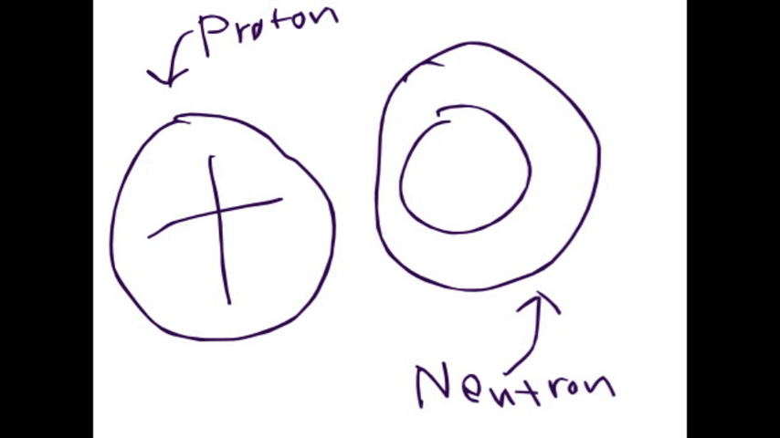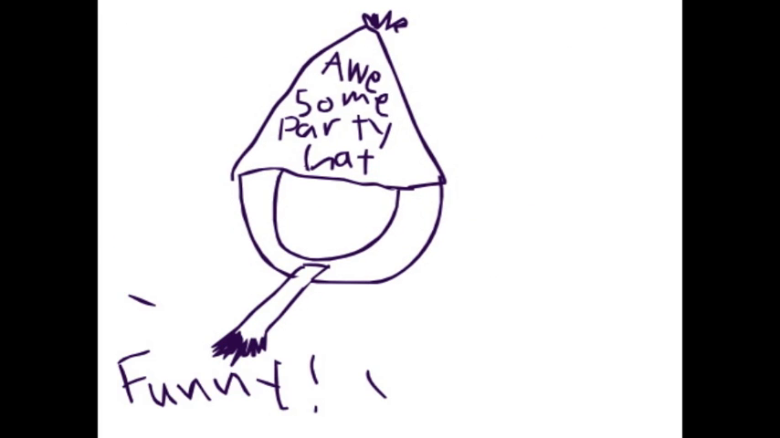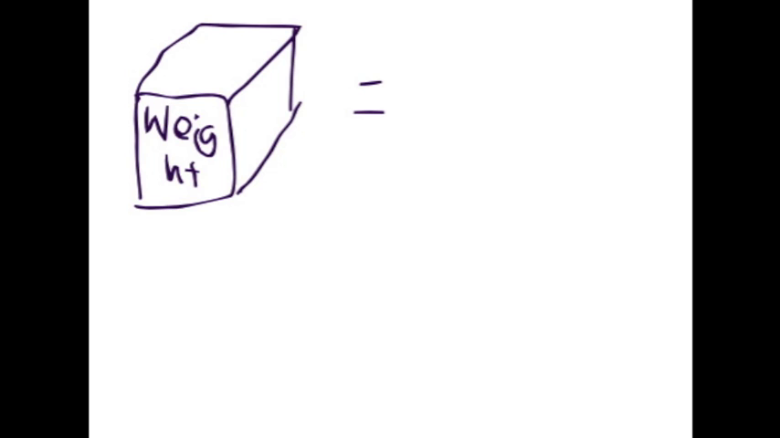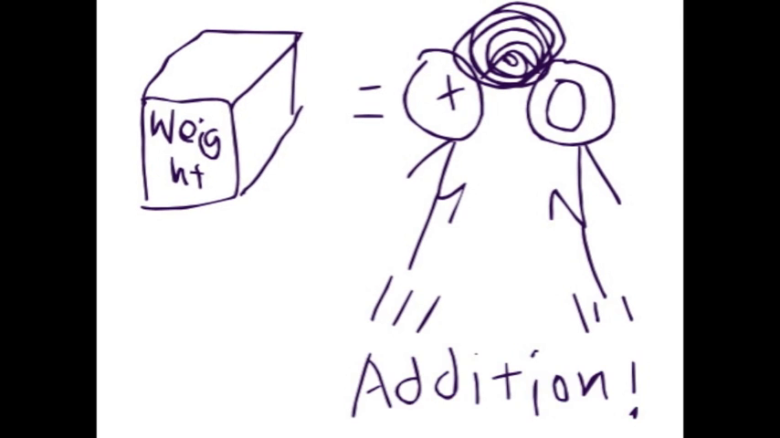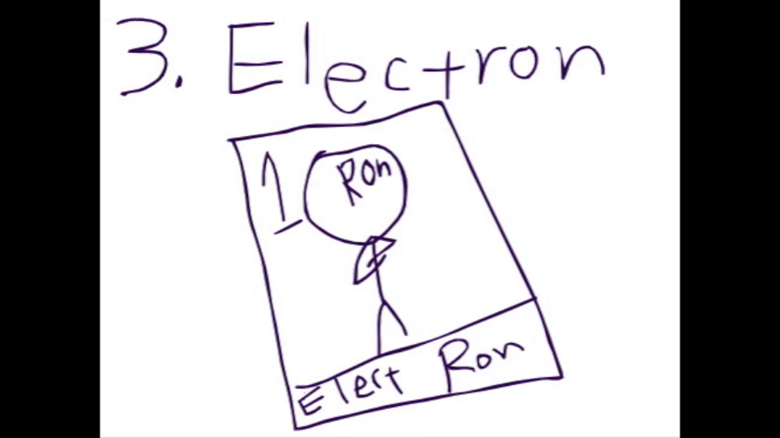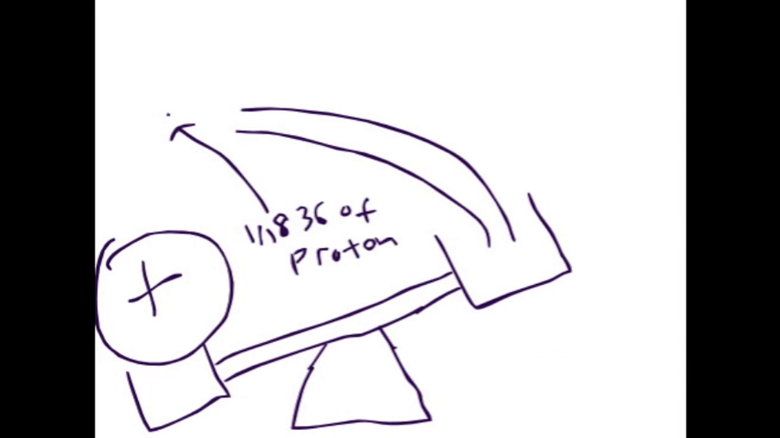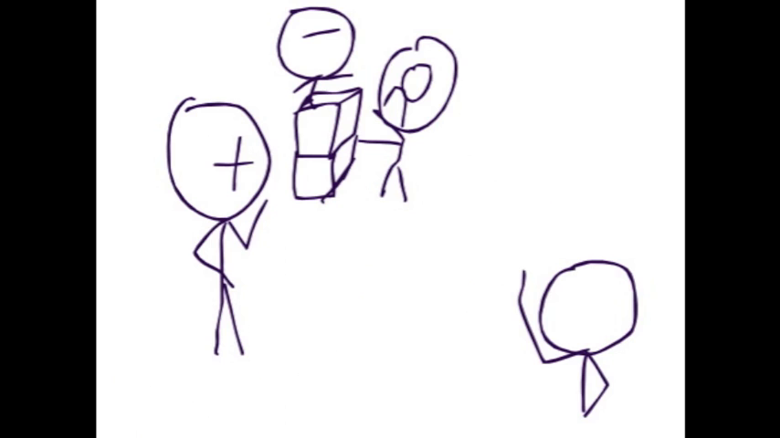Next is neutron. Neutron is about the same size as the proton. There is a funny fact about neutron. When you have to find the mass number of an element, all you have to do is to add the number of protons and number of neutrons. Lastly, electrons. Electrons are really small. The mass of the electron is only a 1 over 1836 of the mass of a proton.